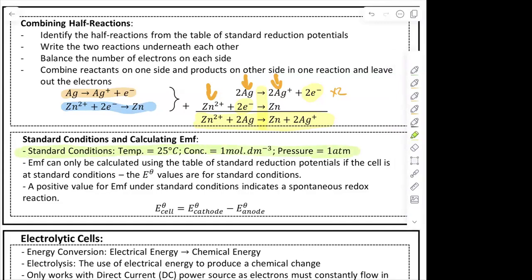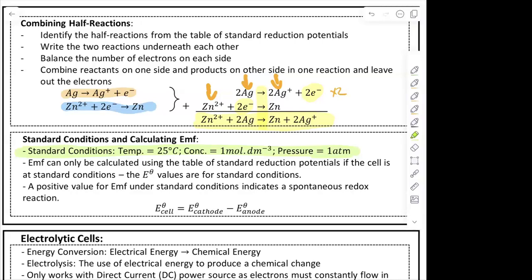The EMF can only be calculated using the table of standard reduction potentials if the cell is at standard conditions, because these E0 values were basically developed at standard conditions. So really appreciate making sure that we utilize that very much. Okay.